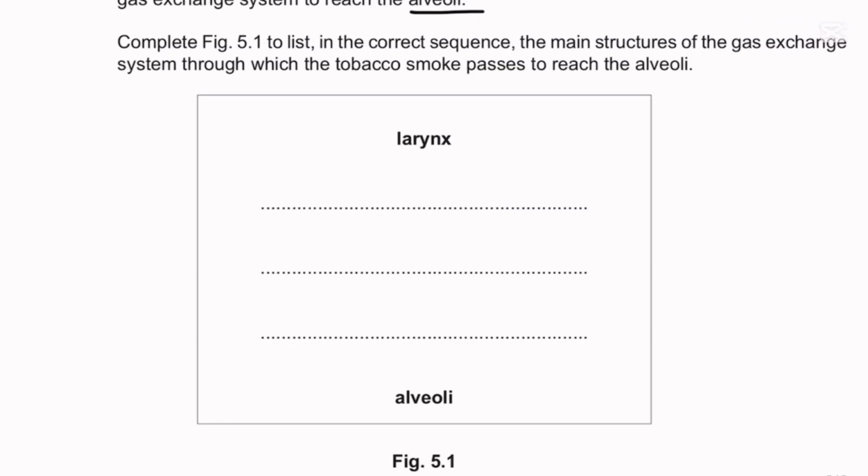Complete figure 5.1 to list the correct sequence of the main structures of the gas exchange system through which tobacco smoke passes to reach the alveoli. So from larynx to alveoli. Above larynx, we have the pharynx. So the pharynx is going to be the throat, and then the larynx is going to be your voice box. Below the larynx is going to be the trachea. So we write down here trachea.